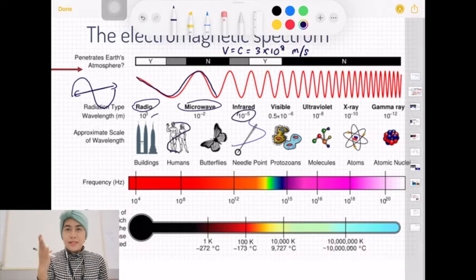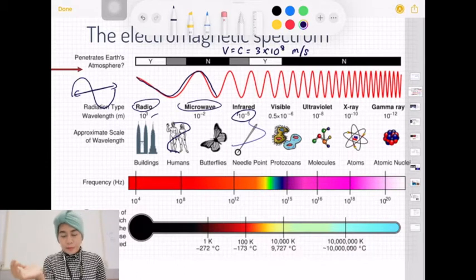The smallest size of a microwave can go is in the centimeter region, which is 10 to the power of negative 2 meters, right? When we talk about infrared, the size becomes much smaller, down to the point of a needle, which is 10 to the power of negative 5 meters. Visible light is somewhere in the micrometer region. Ultraviolet light to X-ray is somewhere in the nanometer region.